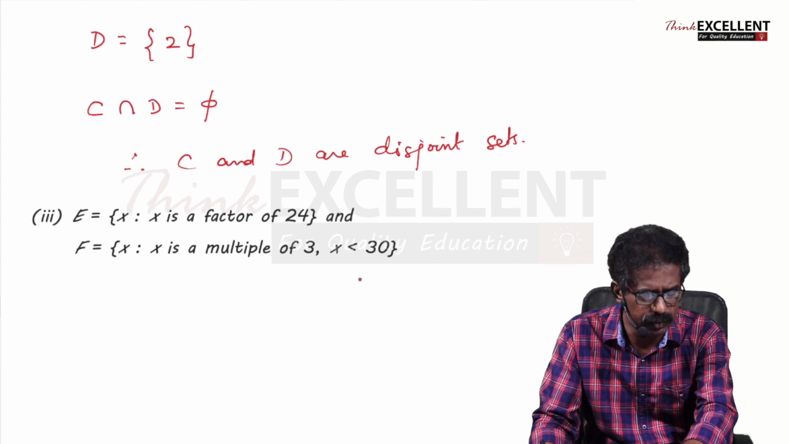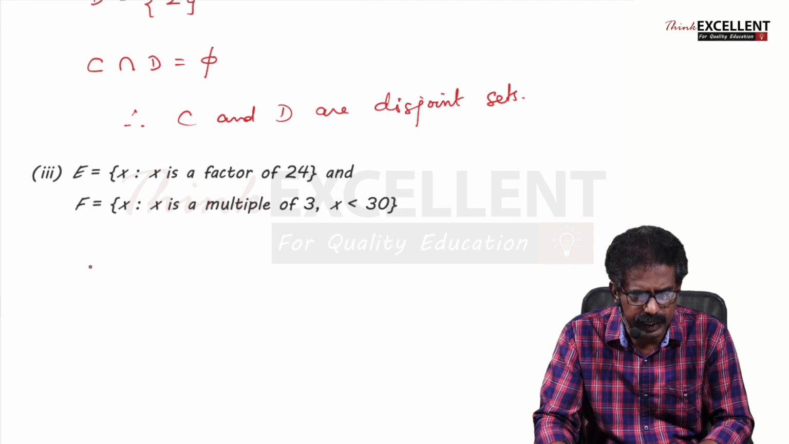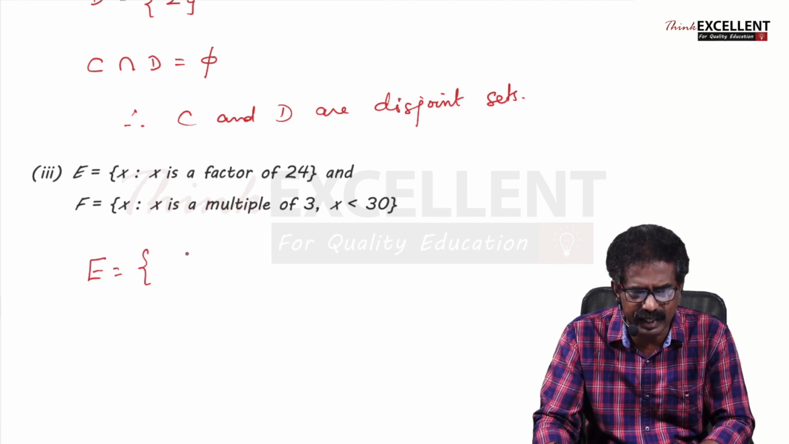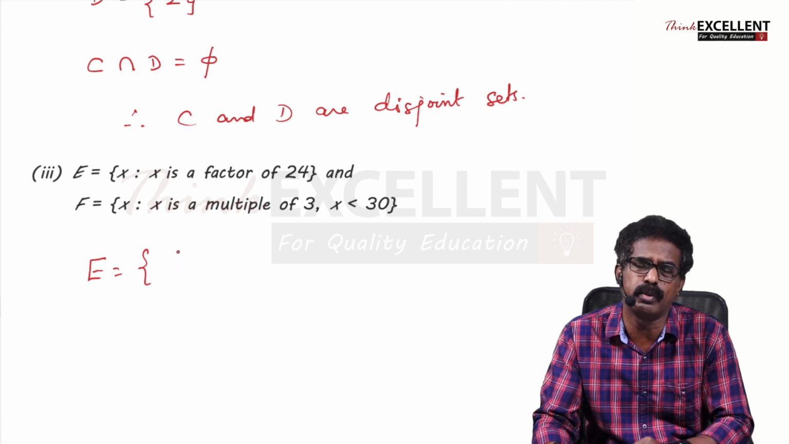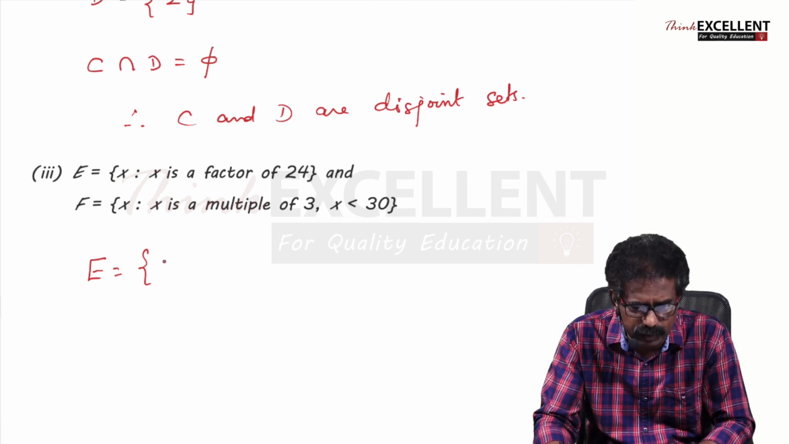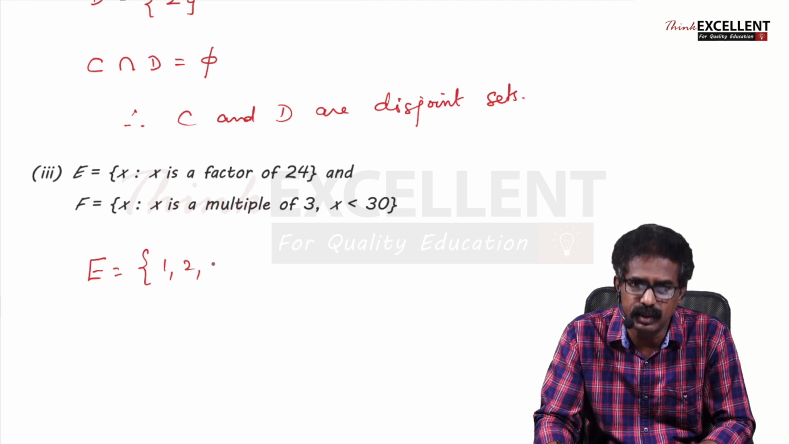See the third question. E is equal to the set of all x such that x is a factor of 24. Factors of 24: by which numbers can you divide 24? 1, 2, 3 table 24. Yes, 3, 8 threes are 24, right? 4 table, yes, 6 fours. Then it won't go for 5. 6, 6 fours are 24.